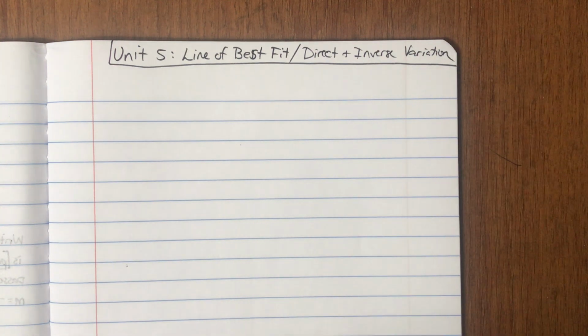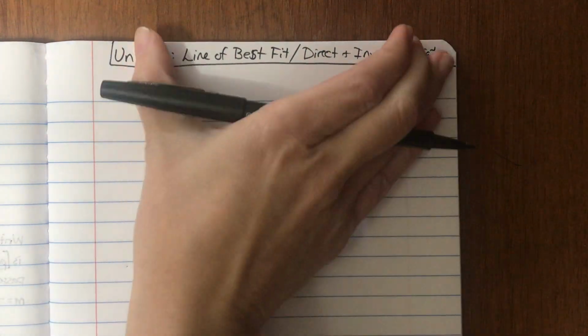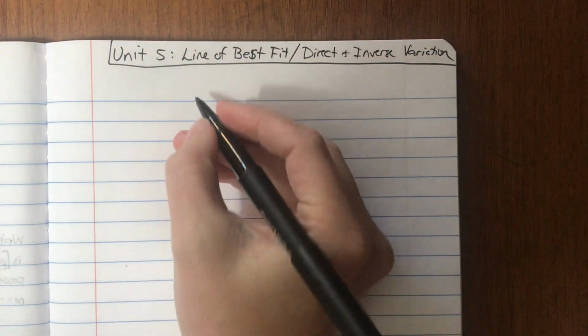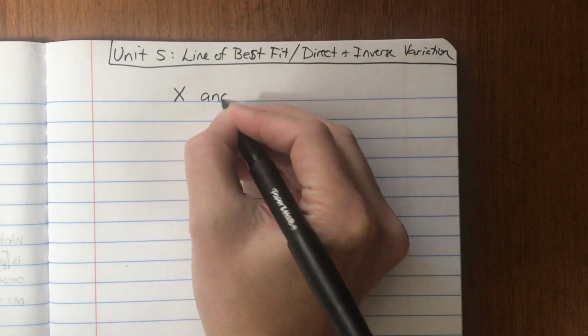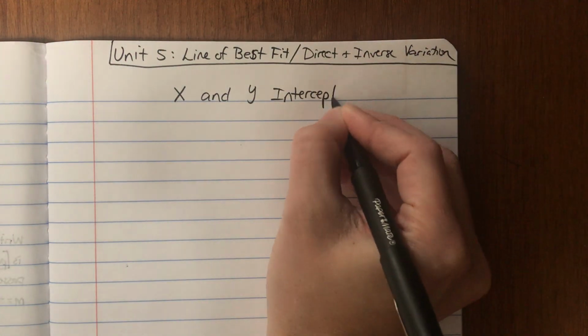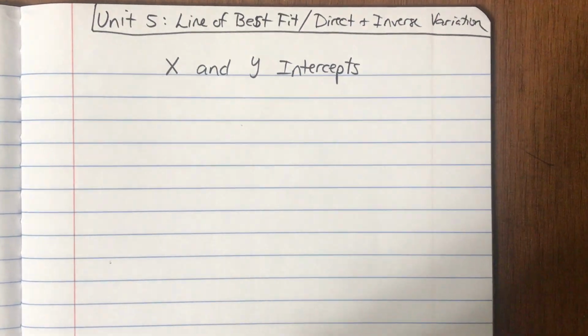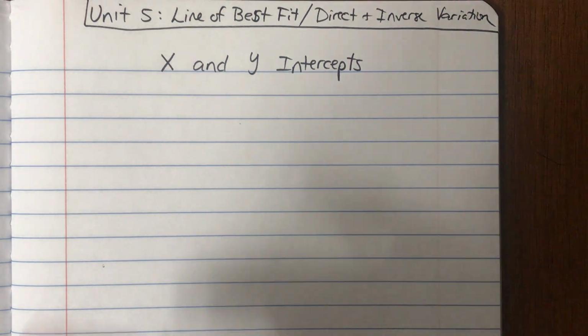Now, the very first thing we're going to talk about, though, is because we're gonna review a little bit of what we have talked about before about intercepts. And so this page before we actually start anything about line of best fit or variation, this page is going to be called X and Y intercepts. And so we just need to know a couple of connections between the equation and the graph.